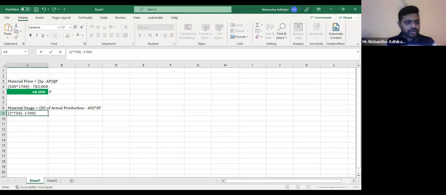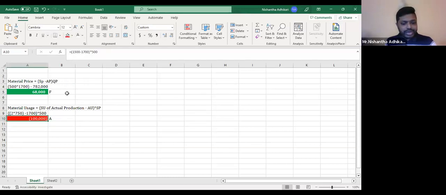If you work out the standard price, how much is the standard price? It is 500. I will work out the answer. 2 into 750 means 1500 kilograms to be used, but you have used 1700. The difference should be multiplied by 500. It is an adverse variance of 100,000. Then what can you say? Your adverse variance is greater than the favorable variance. Therefore, this offer should not be accepted. That means do not continue with the new supplier. The reason is the usage variance of 100,000, which is greater than the favorable variance of 68,000 from material price variance.